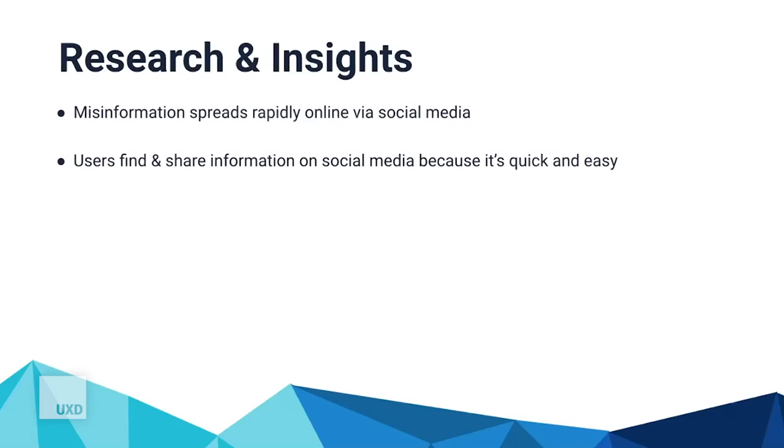Oftentimes, misinformation about COVID-19 will play to people's existing biases. And so when that happens, people are more likely to react to it by sharing that content again with their own followers. And then as a result, Twitter and Facebook will make sure that the content is shared with even more followers. So it turns into this unhealthy cycle of spreading misinformation.